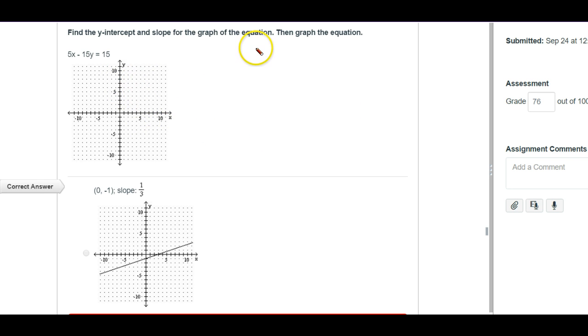So we had said standard form was ax plus by equals c. And slope-intercept form was y equals mx plus b. Now, when we solve this equation that's in standard form for the letter y, it will go into this form. So let's do that.